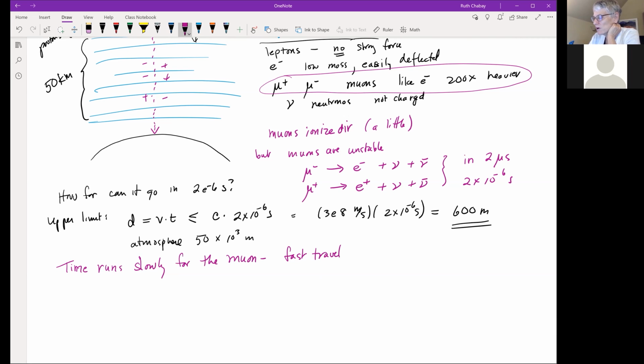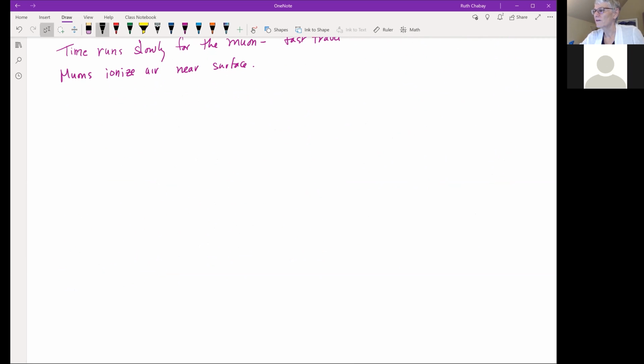So muons ionize air near the surface. A little bit. Well, is a little ionization enough? And the answer is yes, if we get a chain reaction. How could that happen? Well, let's consider.